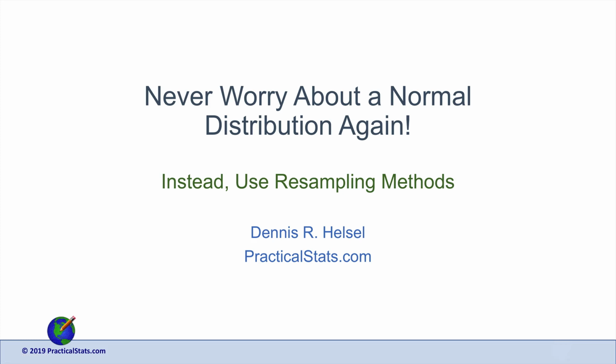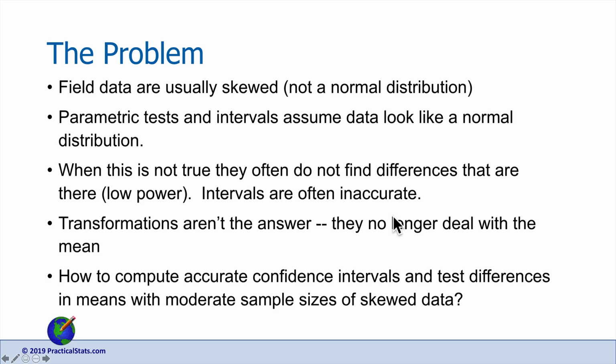The webinar is Never Worry About a Normal Distribution Again. Instead, I'm going to recommend that you use things called resampling methods. The common names for those are bootstrapping for doing intervals and permutation tests for doing hypothesis tests. So you don't have to worry about a normal distribution ever again. That's not totally true, but it's a lot closer to being true than it has been in the past. So let's move on to the subject.